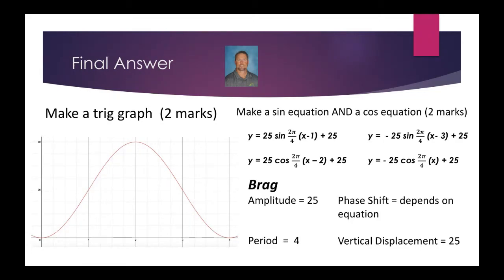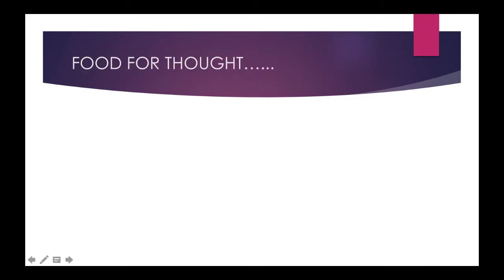I have lots more for you, and I'm giving you 4 days to do it. That's right. 4 wonderful, wonderful days. So if a question's out of 5 marks, it's because it would have been 2 marks for your graph. You're asked to make a sine equation and a cos equation. So you can make a positive sine and a negative cos. You could make a negative sine and a positive cos. You could make them both positive. You make them both negative, doesn't matter. You'll need 2 different equations.